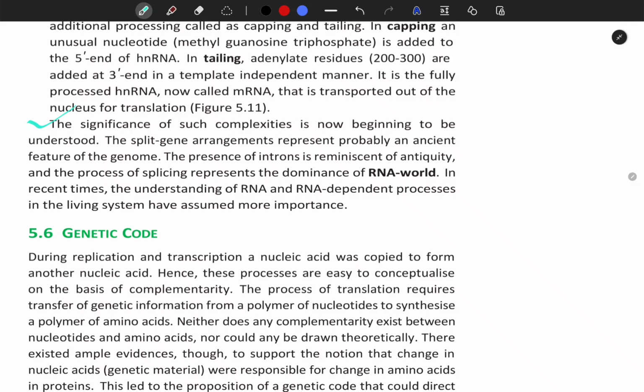The split gene arrangements represent probably an ancient feature of the genome. The presence of introns is reminiscent of antiquity and the process of splicing represents the dominance of the RNA world. In recent times, the understanding of RNA and RNA dependent processes in the living system have assumed more importance.